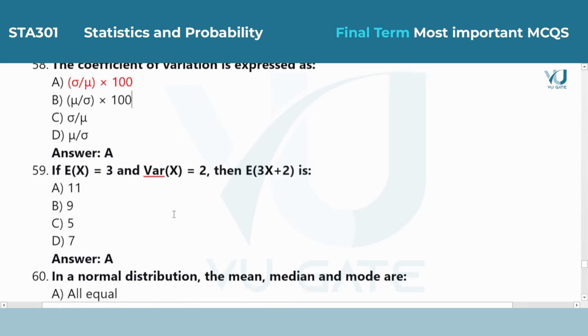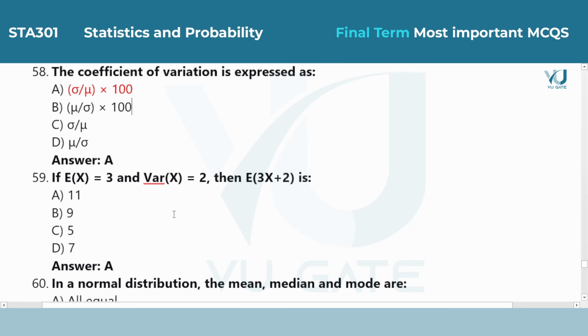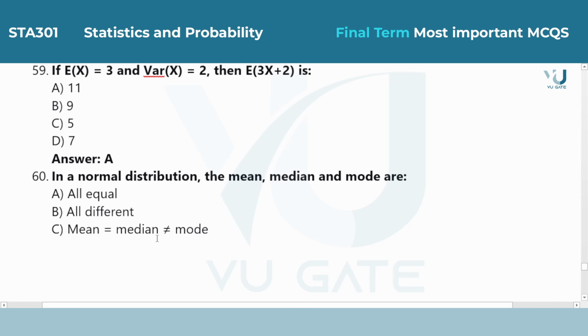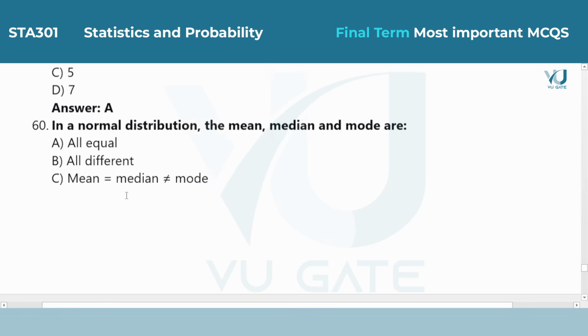Answer: A. Sigma divided by mu times 100. Explanation: this shows the standard deviation as a percentage of the mean, allowing for comparisons between different data sets. Question: if E of x equals 3 and variance of x equals 2, then E of 3x plus 2 is? Answer: A. 11. Explanation: following expected value rules, we calculate 3 times 3 plus 2, which equals 11.